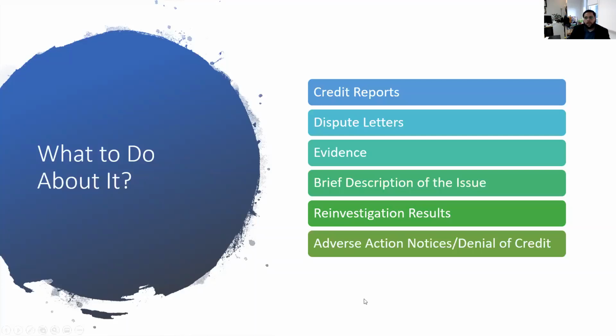And if you have any adverse action notices, or if you received any denials of credit, we need to see those denials of credit. If you've suffered any sort of adverse action, or if you haven't gotten any promotional inquiries or any other adverse action, please send those to us.